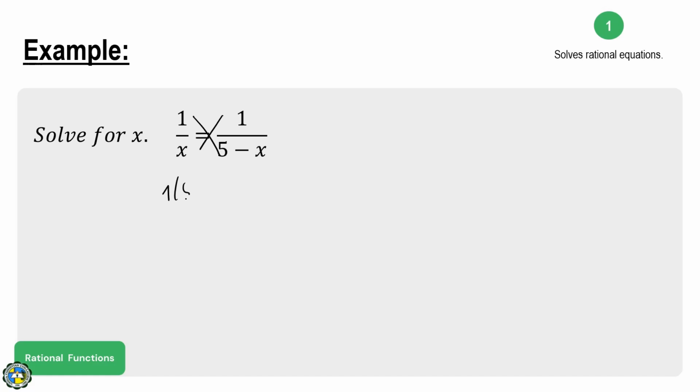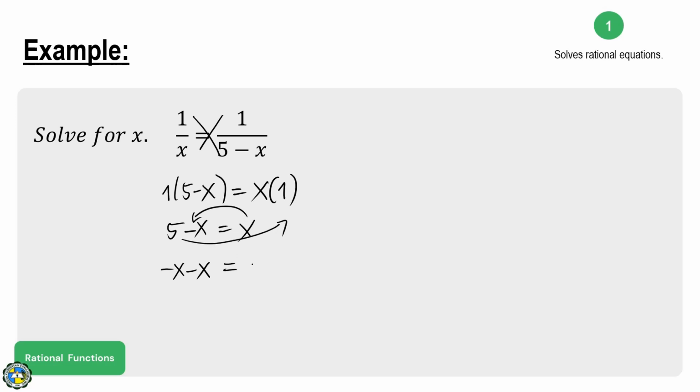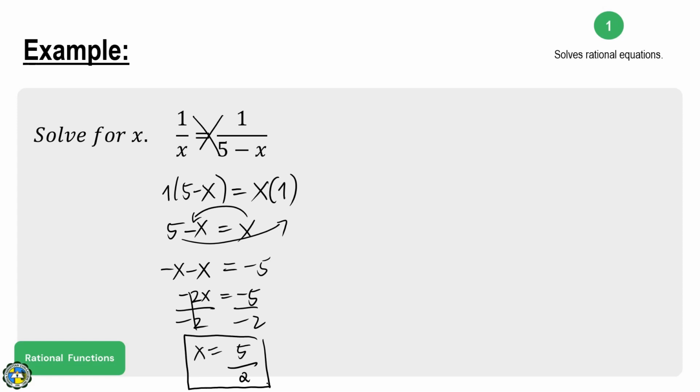We have 1 times 5 minus x equals x times 1. So we have 5 minus x equals x. So negative x minus x equals negative 5. So we have negative 2x equals negative 5. Divide both sides by negative 2, leaving x only, and our final answer is positive 5 halves. Bakit naging positive 5 halves? Kasi remember, parehong may negative yung taas at baba po.